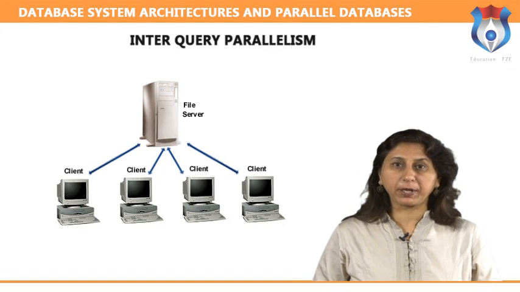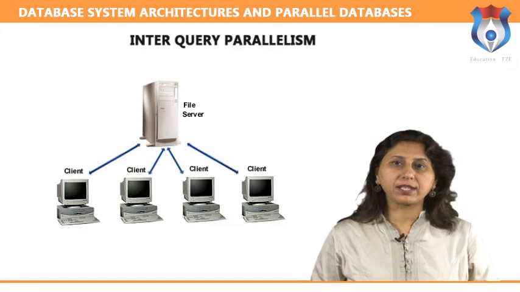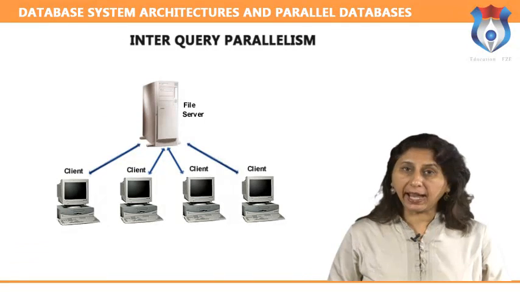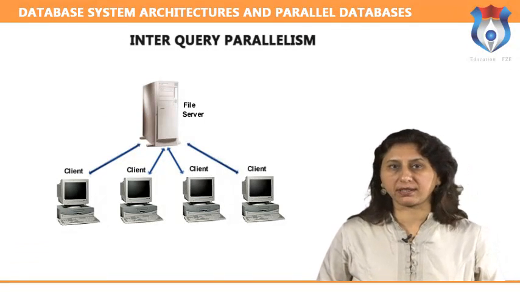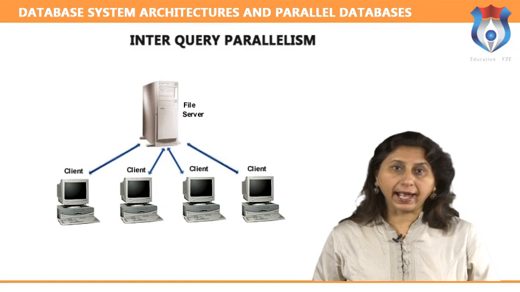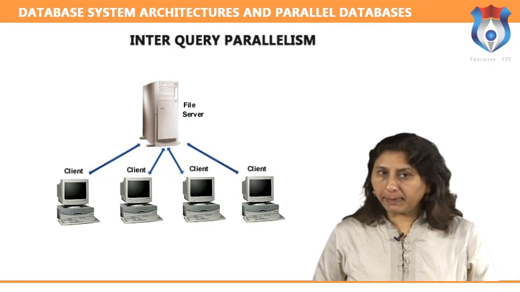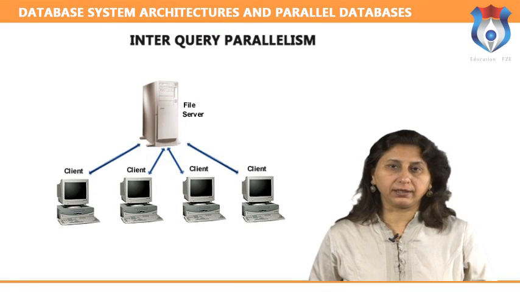Locking and logging must be coordinated by passing messages between processors. Data in a local buffer may have been updated at another processor. Cache coherency has to be maintained. Reads and writes of data in the buffer must find the latest version of the data.